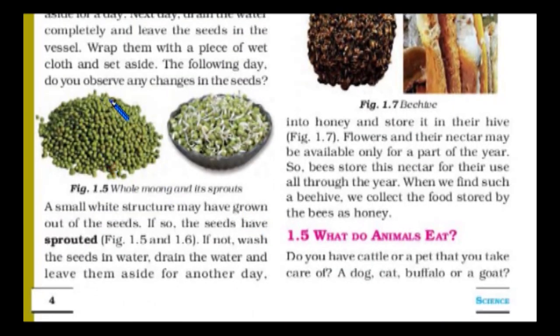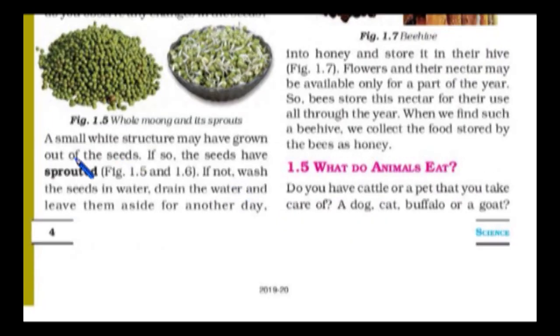See, the seeds were first soaked in water, then they were wrapped in a piece of wet cloth and kept. After some time you can observe that the seeds have sprouted, the moong dal and its sprout. A small white structure has grown out of the seed. If so, the seeds have sprouted. If not, wash the seeds in water, drain the water and leave them aside for another day.